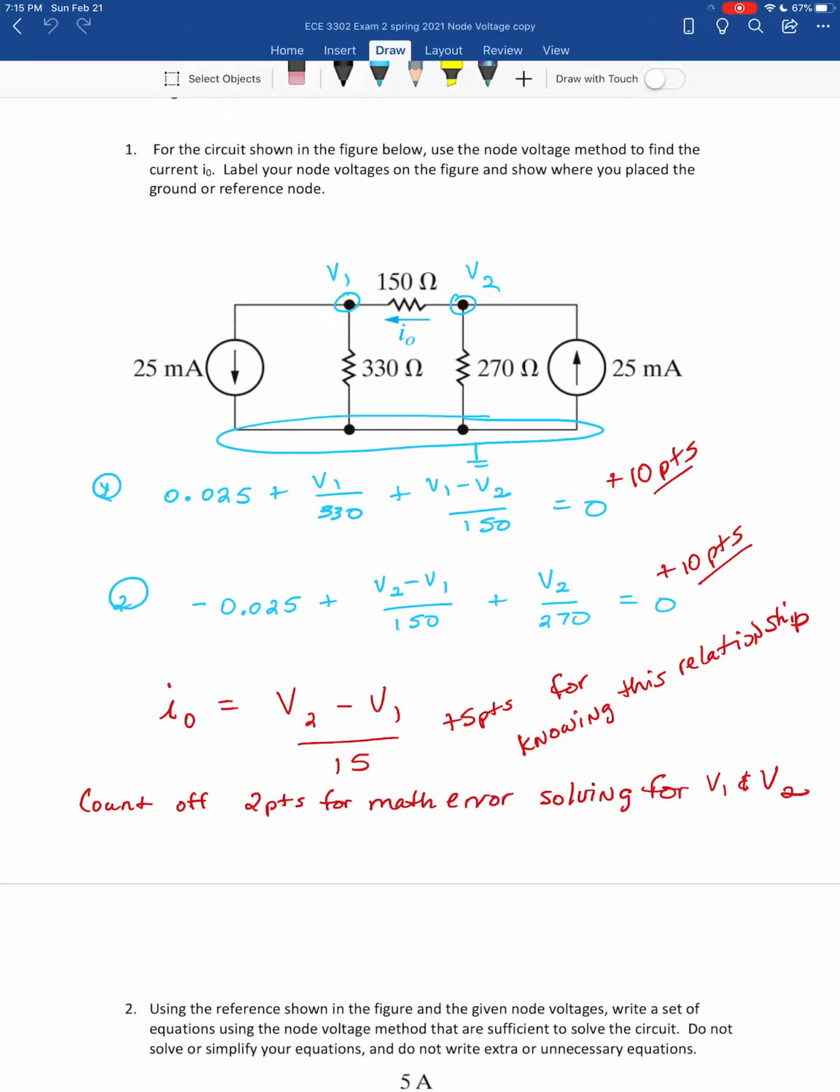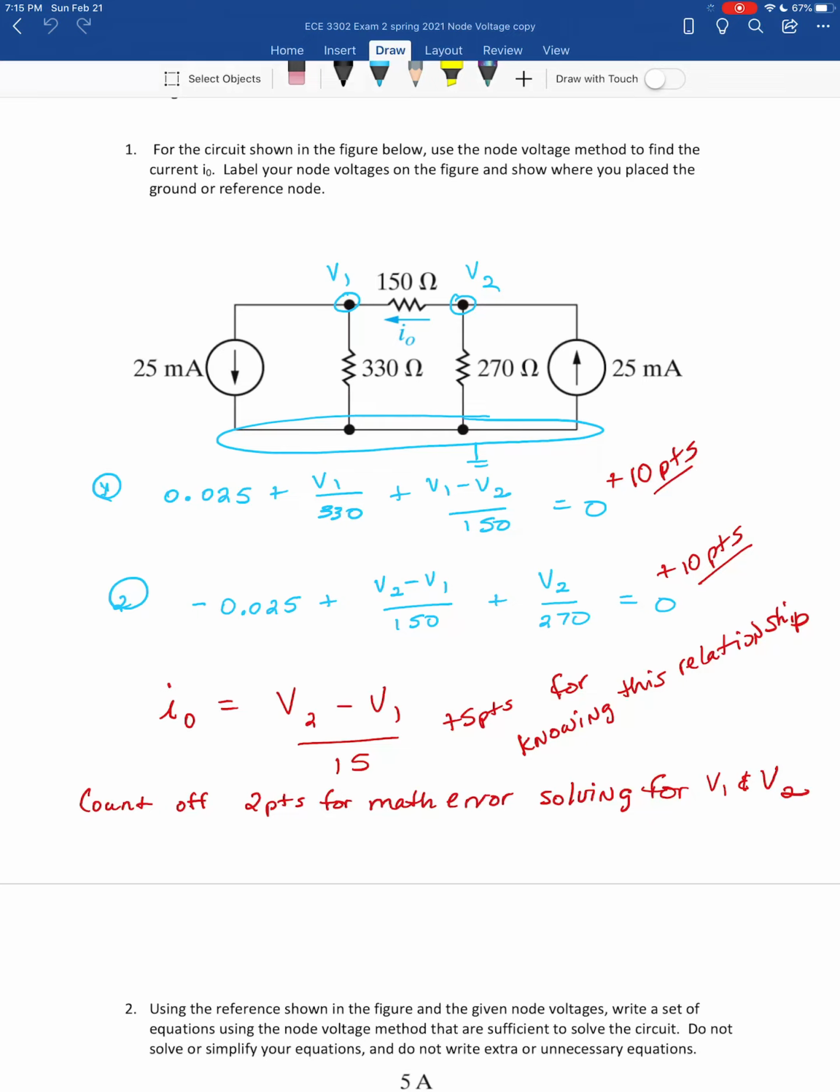The second equation is the node equation written at node 2. And then finally, you have two equations, two unknowns. I did solve this. I don't list the values for V1 and V2 here. We were just looking for whether you could write the equations and then get some answer. If you made a math error in V1 and V2, that was actually okay. We counted off at most 2 points if there was a math error there.